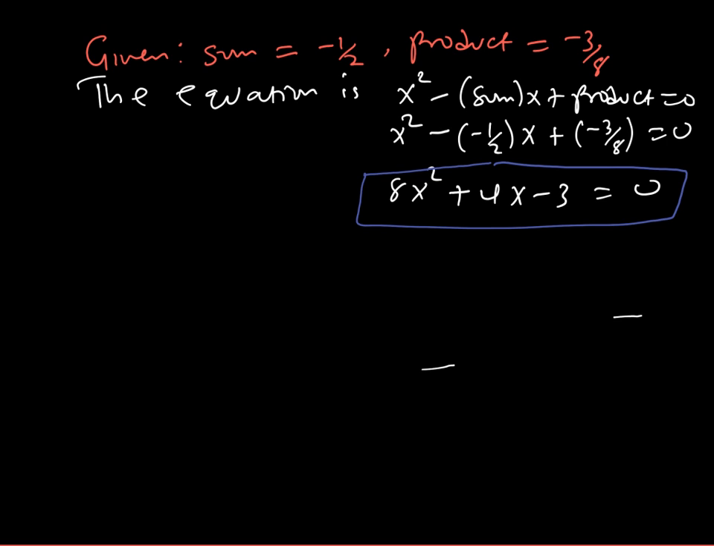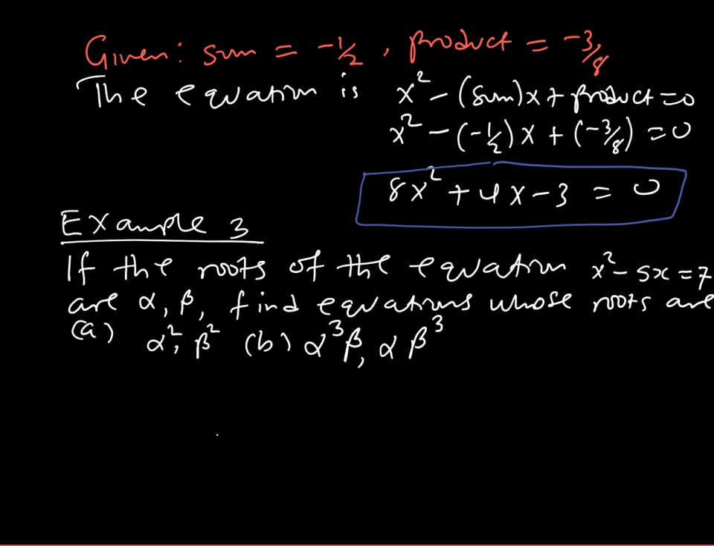Let's look at this. Here they are giving us a quadratic equation, which is x squared minus 5x is equal to 7. Actually, not yet a quadratic equation; we have to arrange it to make it one. But they are saying that the roots of this equation are alpha and beta, and they want us to form equations whose roots are alpha squared, beta squared, or alpha cubed beta, and then alpha beta cubed.